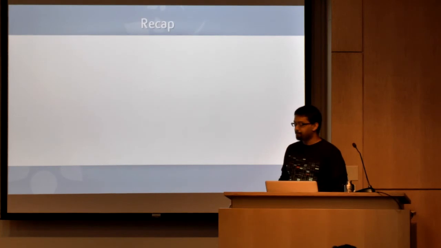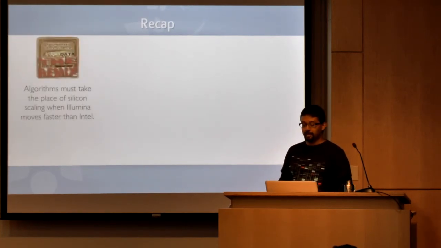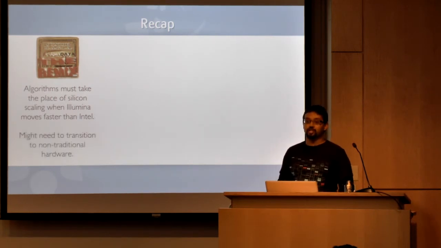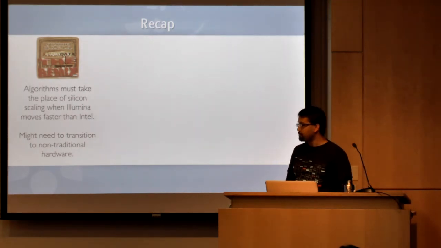So let's recap. When we're talking about getting data, algorithms have to take the place of silicon scaling, because right now Illumina is moving faster than Intel. The rates of data coming out of sequencers are growing faster than our ability to process them. As a consequence, we might need to use non-traditional architectures, whether that means massively parallel hardware like GPUs, or designing completely custom architectures on FPGAs or ASICs.